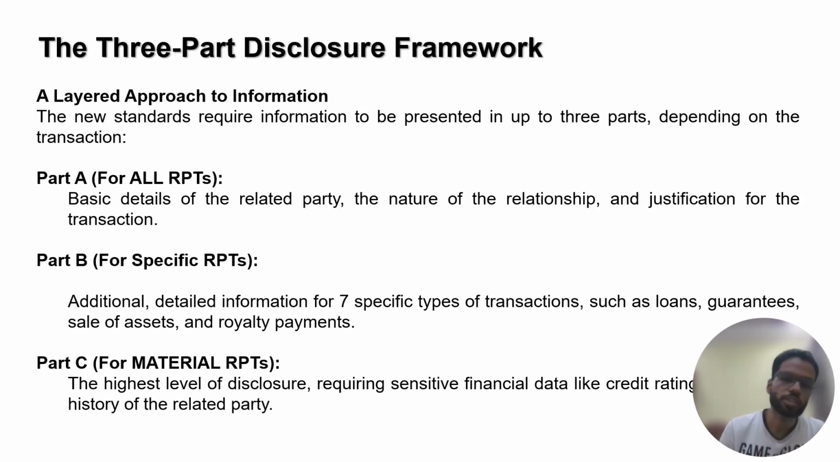Whatever information is required under part B of these standards is applicable only to these seven types of specific transaction triggers, which include loans, guarantees, sale of assets, and royalty payments. And the last category is material RPT. If the RPT is a material one, then it requires a higher level of disclosure, requiring more sensitive financial data like credit rating and the history of the related party as well. So this is the summary version of this industry standard for the RPT.